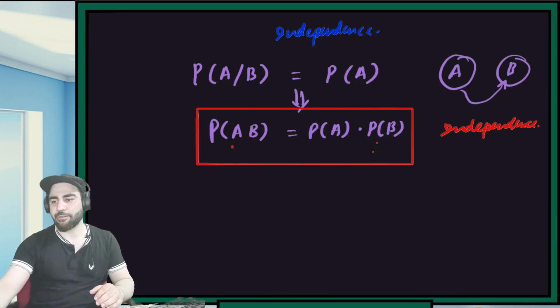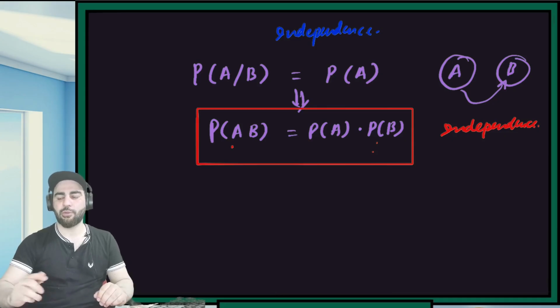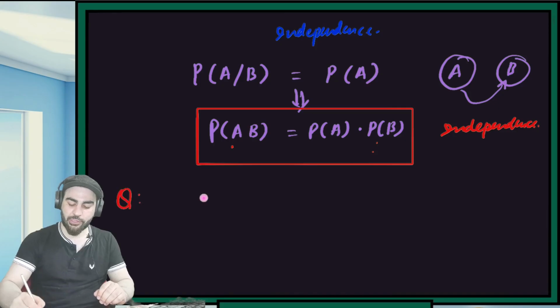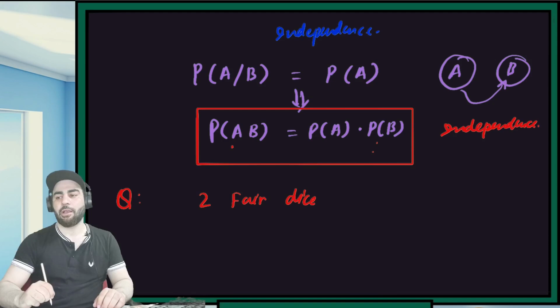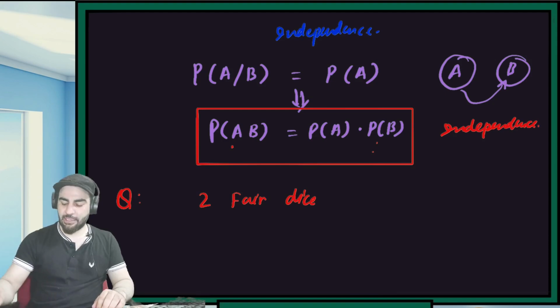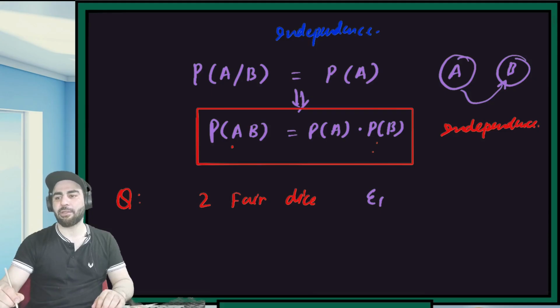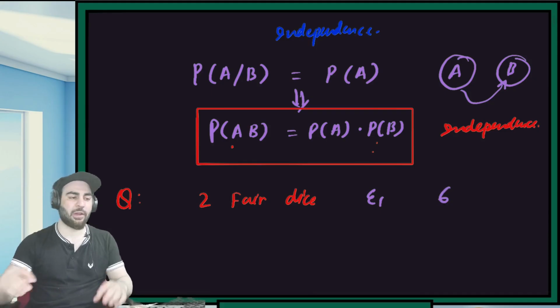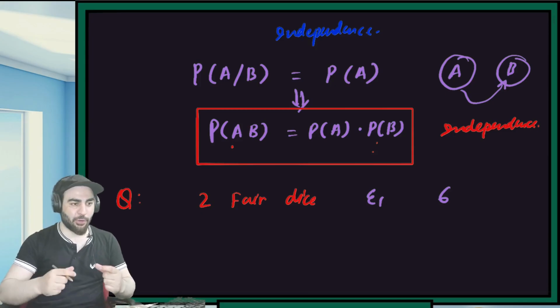Let's start with the question. The question goes like this. Suppose you are tossing two fair dice. I'll also introduce some symbols. E1 denotes the event that the sum of the dice is 6. You are just seeing the top faces of these dice, so E1 is the event that the sum of the top faces is 6.